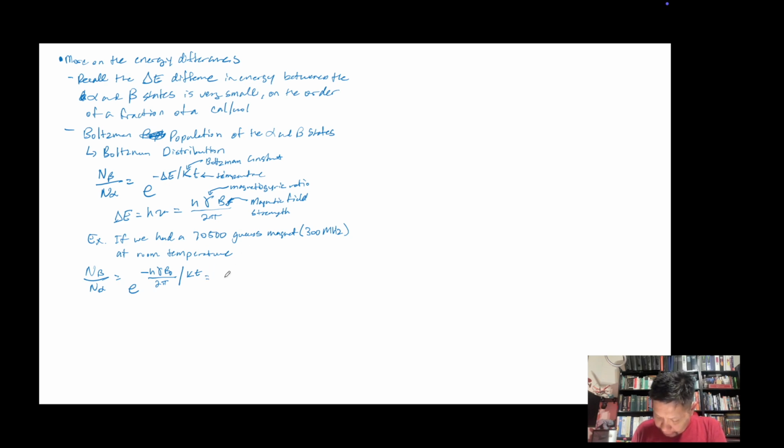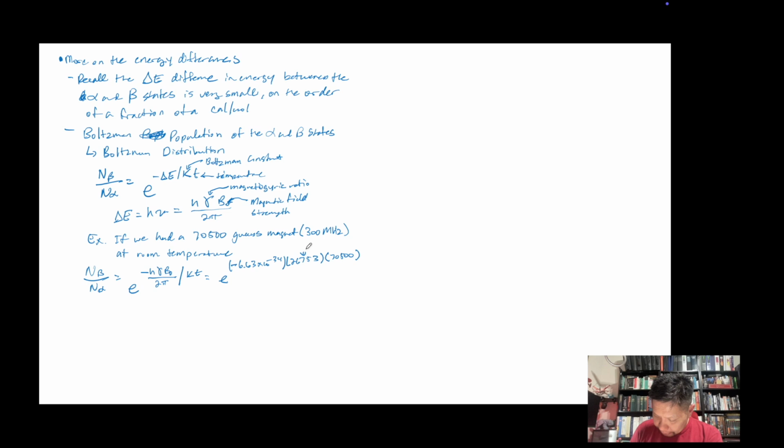So that means it's going to be E to the negative, and that would be for Planck's constant, which is 6.63 times 10 to the negative 34. All that multiplied by gamma, or the magnetogyric ratio, of a proton, which is 26753, and I gave you all those values in the previous lecture. And then we have the strength of the magnet, which is 70,500 Gauss.